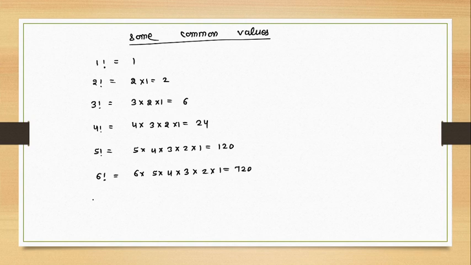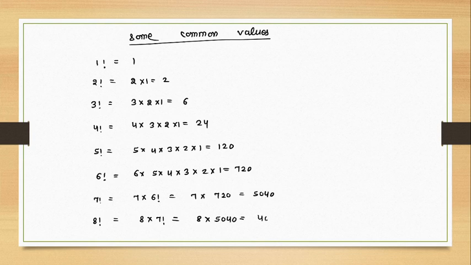means 720. 7 factorial, 7 into 6 factorial, which is 720, gives 5040. In the same way we can find the value of 8 factorial. What is 8 factorial? 8 into 7 factorial, and the value of 7 factorial is 5040. So this is 40,320. So I would suggest you just learn these values up to 8 factorial. This is going to be very helpful when you start solving the questions, and it is not quite a difficult task.